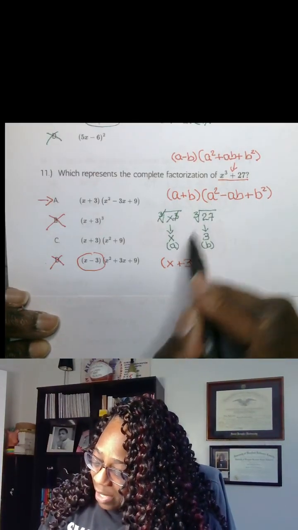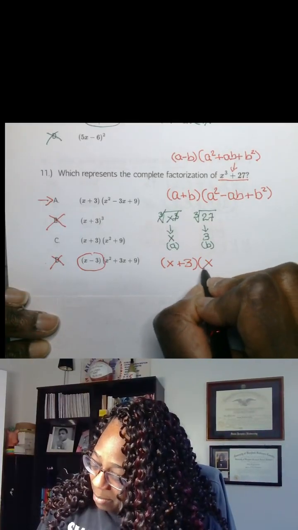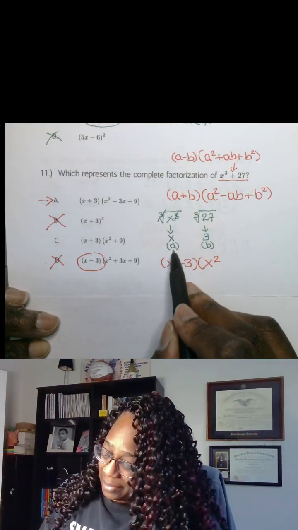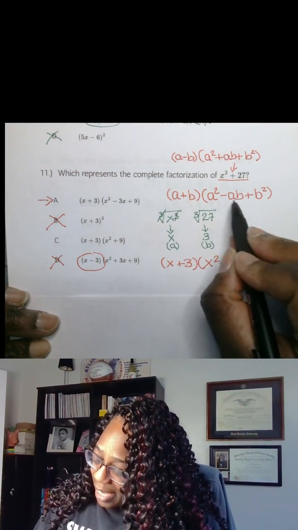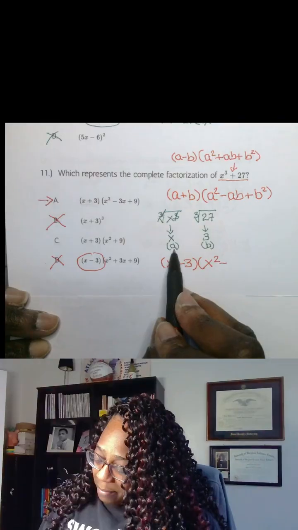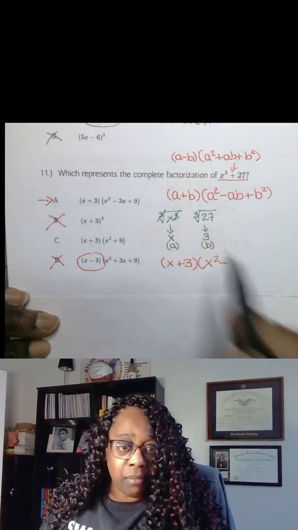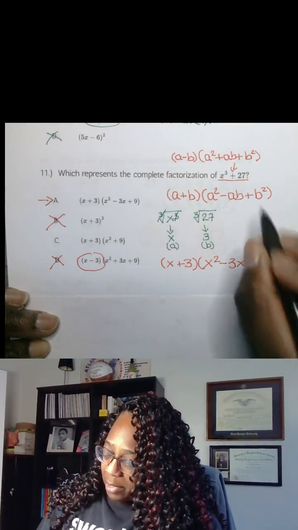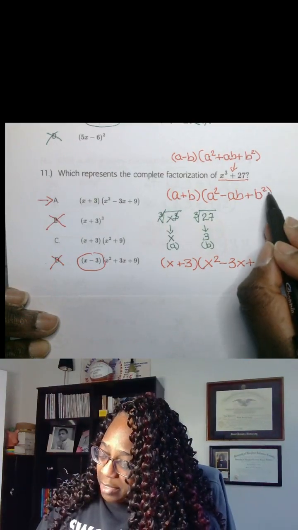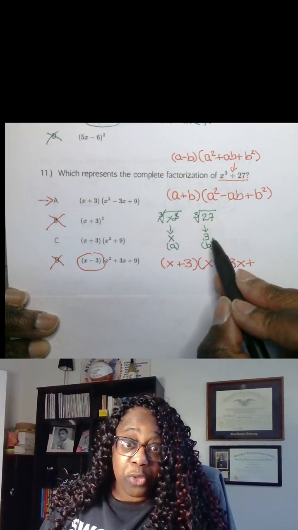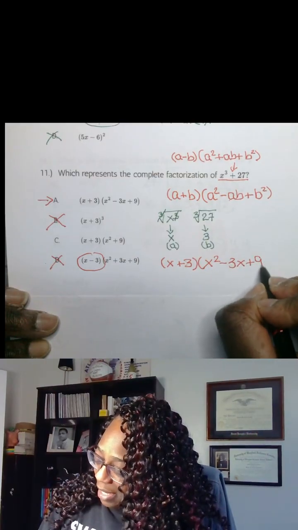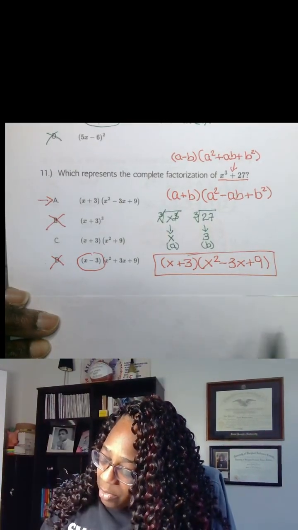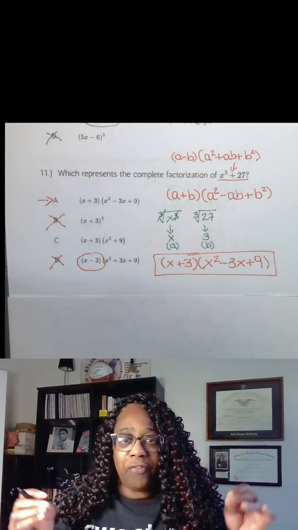So my A squared is going to be my X squared. Remember, every time I see an A, I'm plugging in an X. Minus A times B. So that means I'm looking at X times 3. Well, x times 3, that's 3x. Plus my b squared. My b is 3. So 3 squared, that gives me 9. Ladies and gentlemen, we just did the sum of cubes.